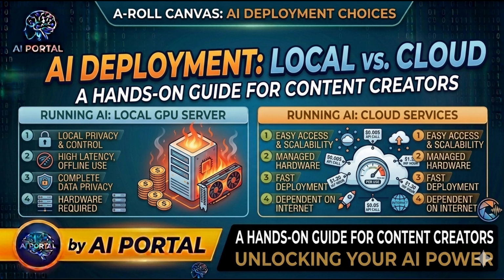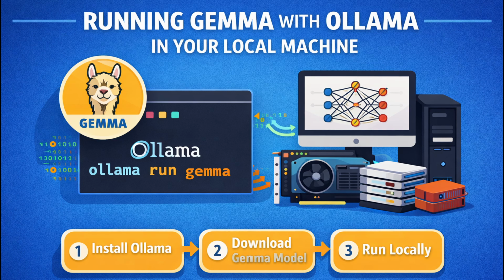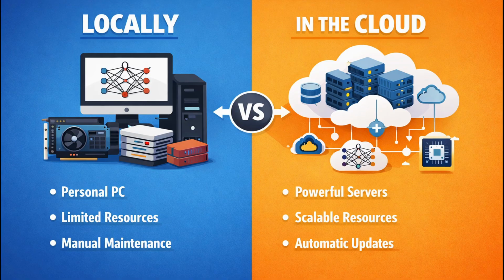First, we'll break down what cloud AI and local AI actually mean, the tech behind them. And then the fun part: I'm going to walk you through a live demo where we download Google's Gemma model right on a local machine using a tool called Ollama. No API key, no cloud, no subscription this time. So let's start from the very beginning.